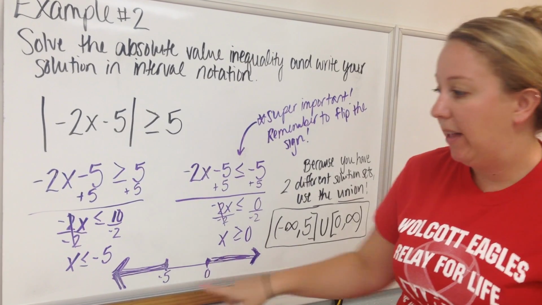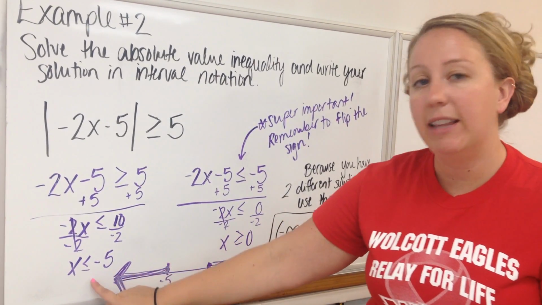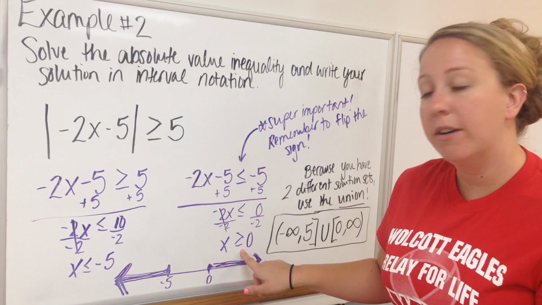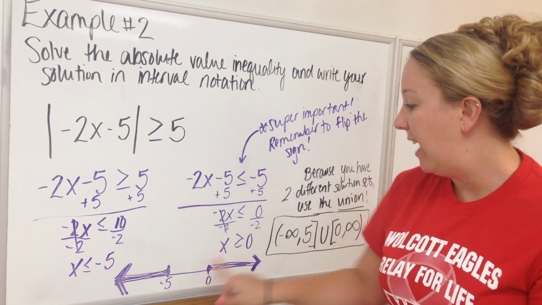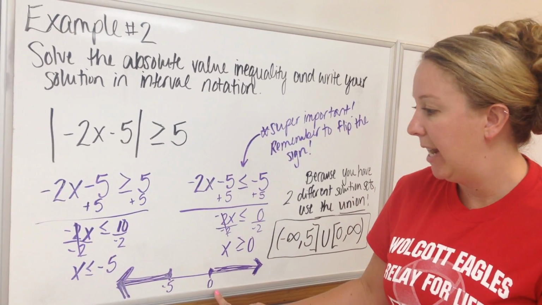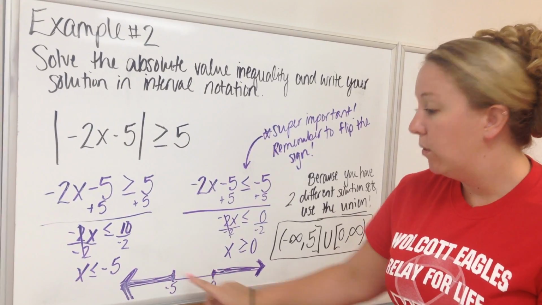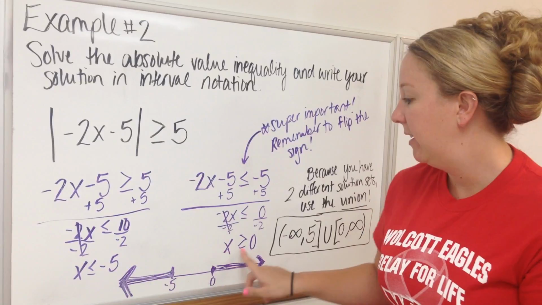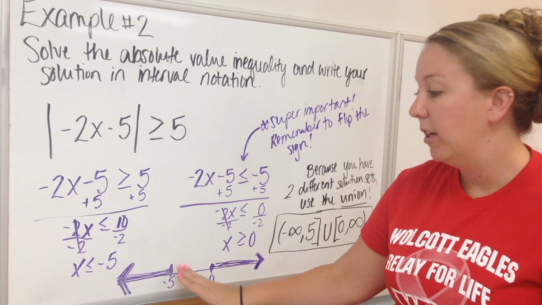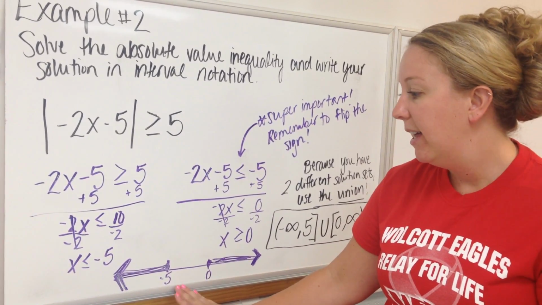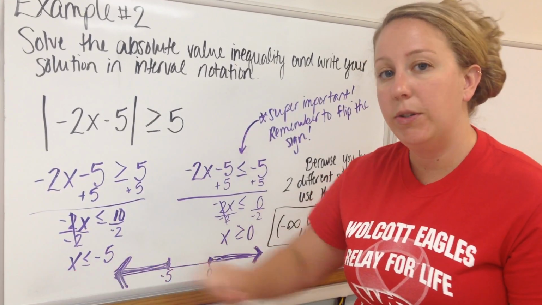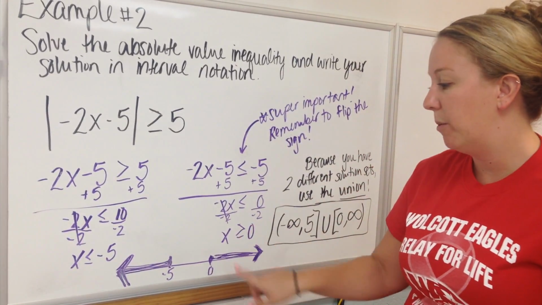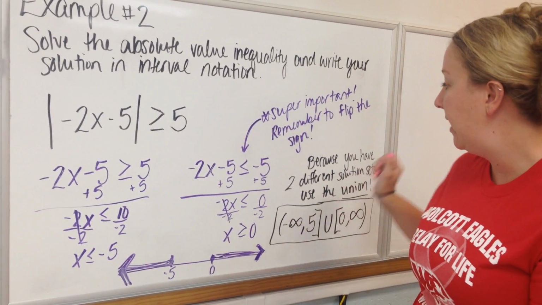When you're graphing them on the number line, this is a less than or equal to, this is a greater than or equal to, so you're going to put your negative 5 and your 0 on the number line, and then you're going to make closed circles on both of them. Don't forget from the last lesson that whenever it's less than or equal to or greater than or equal to, it's a closed circle on your number line. And then this arrow points that way, so you shade to negative infinity, and this arrow points this way, so you shade to positive infinity.